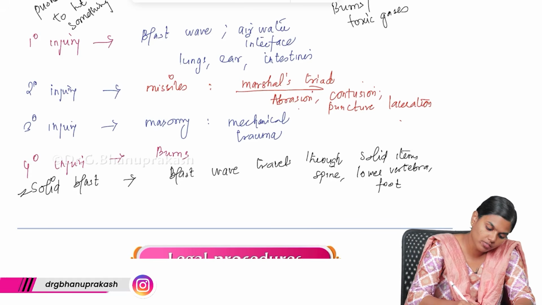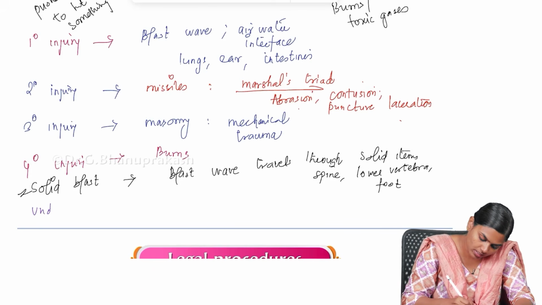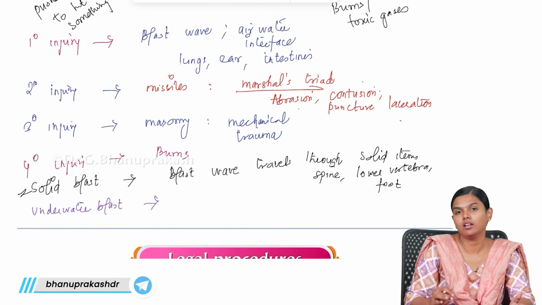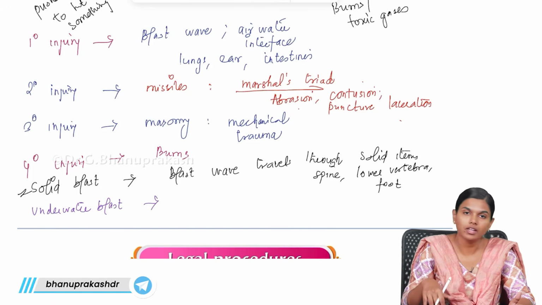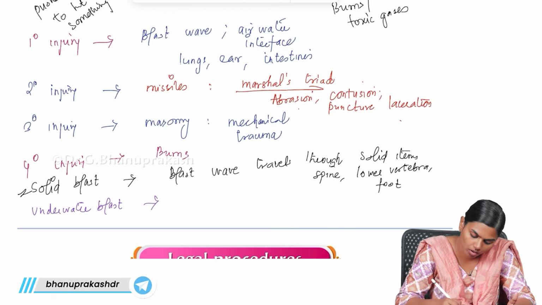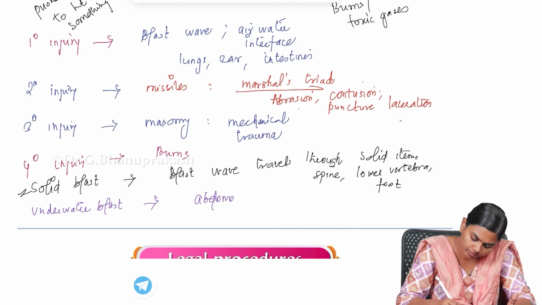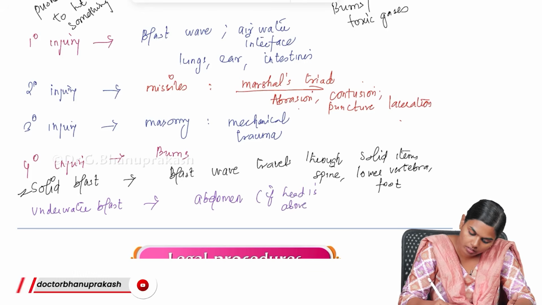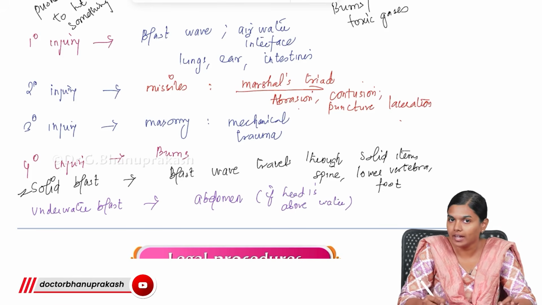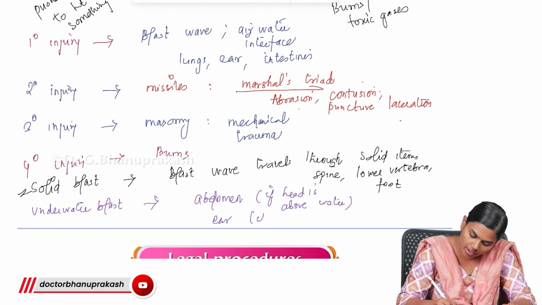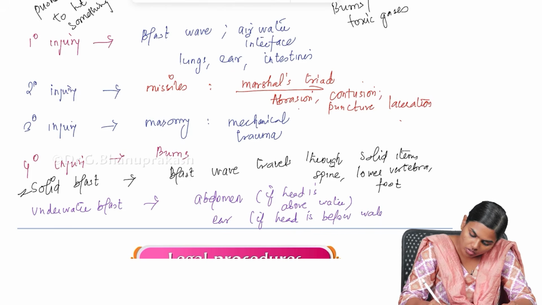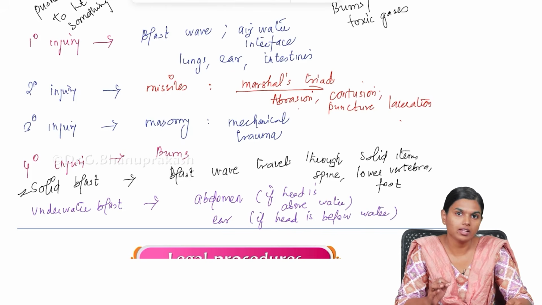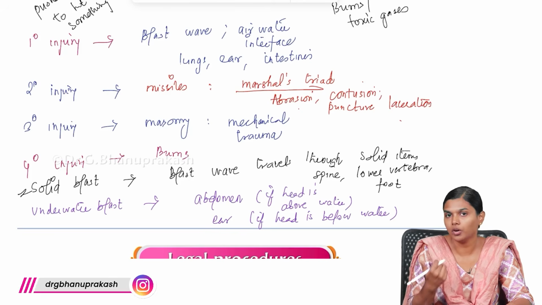And next up what we have is underwater blast. Here the blast will happen under the water. Here the organ primarily damaged is your abdomen, if the head is above water, and if the head is below water, it is the ear. So if the head is below water, it is the ear. So this is how the underwater blast will cause injury to your body.